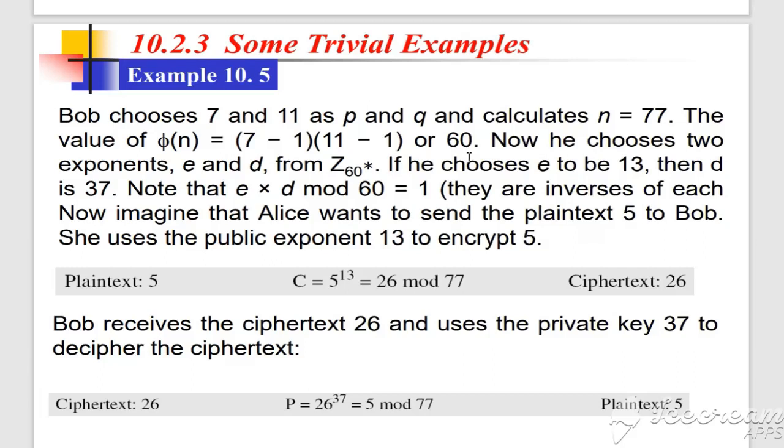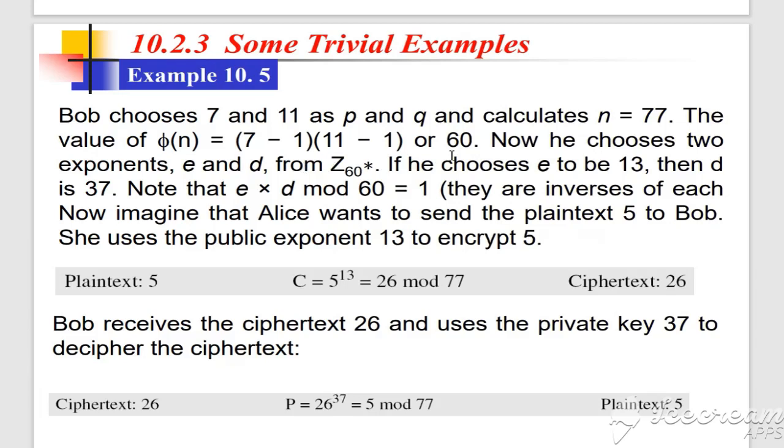After that we have to choose E, that is the public key. For that there is a condition: E and D should be from this group only, Z60, so they both should lie in this group. In the fourth step, if we have to choose the public key E, it should lie between 1 and phi n. Phi n in this case is 60, so it should lie between 1 and 60 only. And the other condition was it should be co-prime to 60.